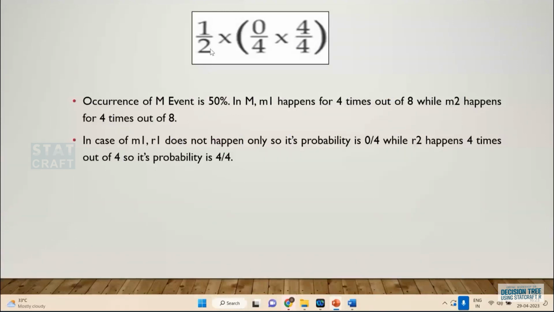So for M1, R1 does not exist. The probability of R1 and the probability of R2 will give me the Gini coefficient. Similarly, in case of M2, R1 happens 3 times out of 4, so its probability is 3 by 4, while R2 happens 1 time out of 4, so its probability is 1 by 4. So the Gini for M is half into 0 by 4 multiplied by 4 by 4, plus half into 3 by 4 into 1 by 4.